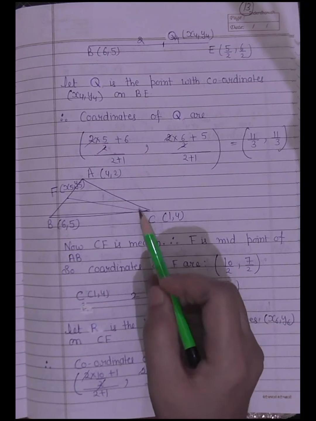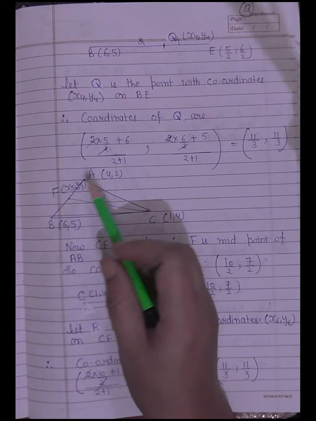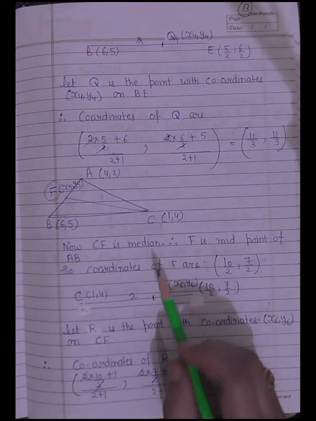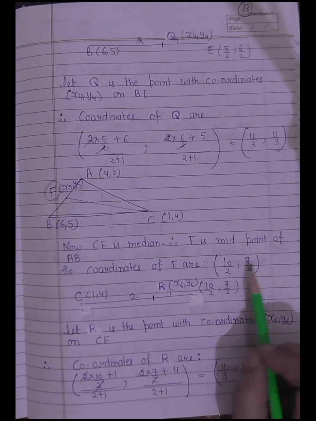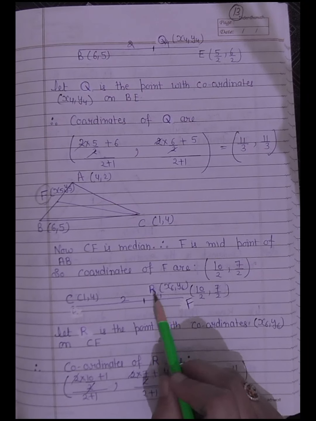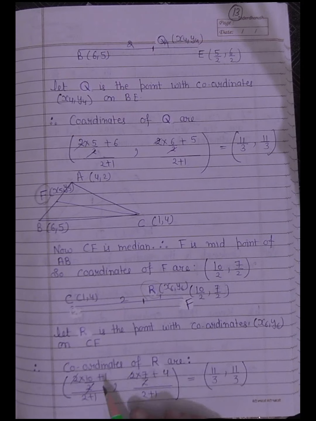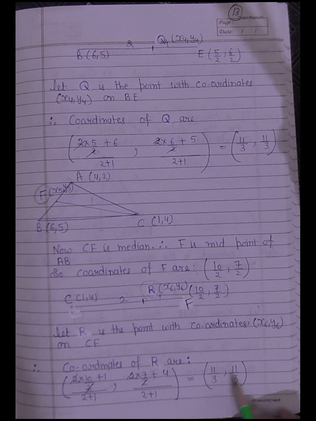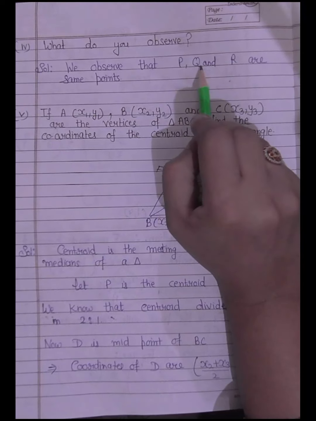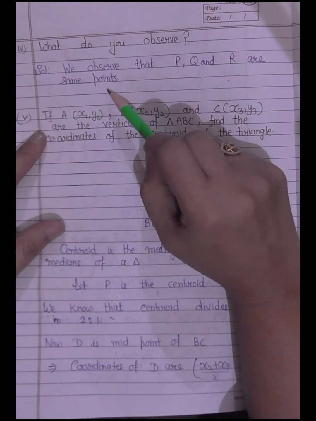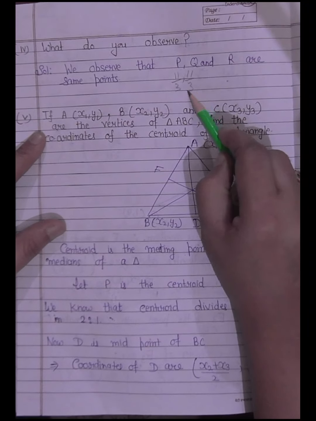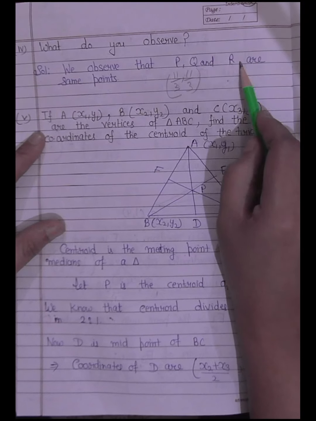Now this time CF is the median, it means F is the midpoint of AB. We can find the coordinates of F because it is a midpoint. So the coordinates of F are 10 by 2 and 7 by 2. Here R divides CF in 2:1. So the coordinates of R will be 11 by 3 and 11 by 3. Now what do you observe? We observe that P, Q and R are the same points because every time we are getting 11 by 3, 11 by 3 as the coordinates of P, Q and R.